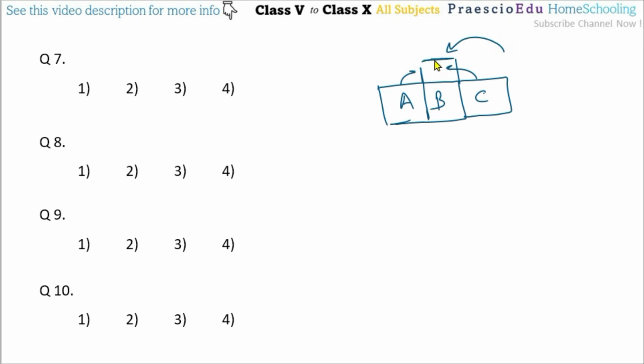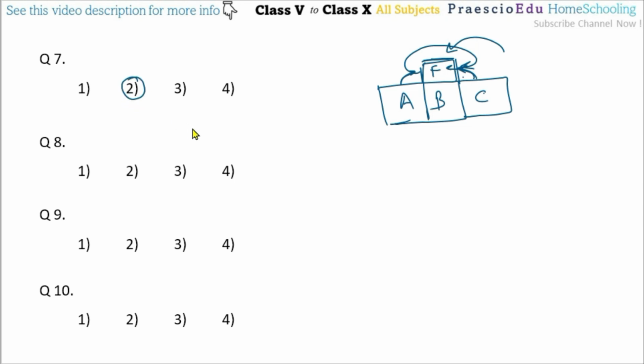So D will be at the back side, and F will be on the top. F will come here, A will come here, and C will come on this side. So A's opposite is C, and this C is given in option number 2. So for question number 7, option number 2 is the correct one.